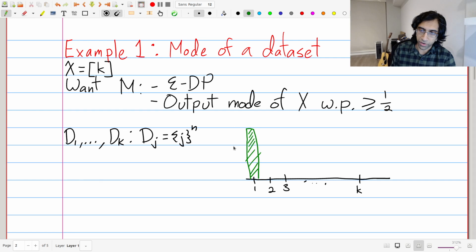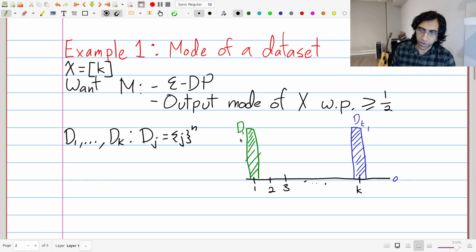So right here, this is D1. It'll have this being 1 and everything else being 0. Whereas you can define all the other databases rather similarly. For example, this right here will be Dk. Like I said, this is 1. And yeah, this is 0. So that's the rough idea.